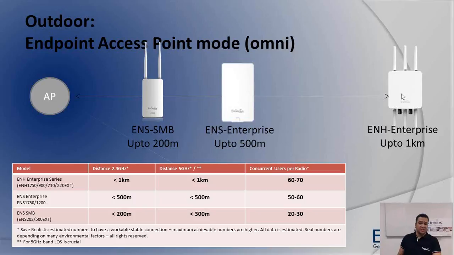Models with higher streams and 11AC will of course achieve higher throughput at further distance. And I just point out a slide here to compare which models. We have a low-end model here, the ENS SMB, the ENS Enterprise, and the ENH Enterprise, and you see the difference in the coverage, what an access point can do.